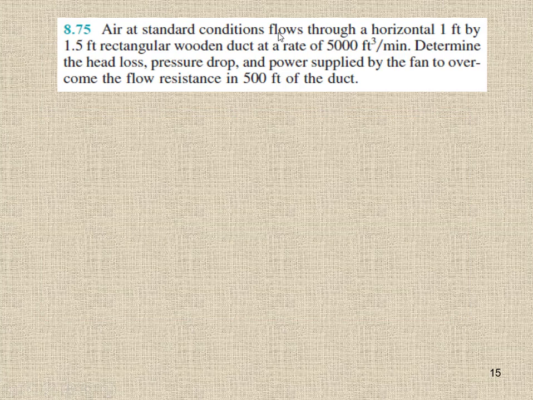Air at standard condition flows through a horizontal 1 feet by 1.5 feet rectangular wooden duct at a rate of 5000 feet cubed per minute. Determine the head loss, pressure drop and power supplied by the fan to overcome the flow resistance in 500 feet of duct. So here we have a rectangular duct, it is not a circular duct. So let's see, we have to determine the head loss, pressure drop and the fan power.